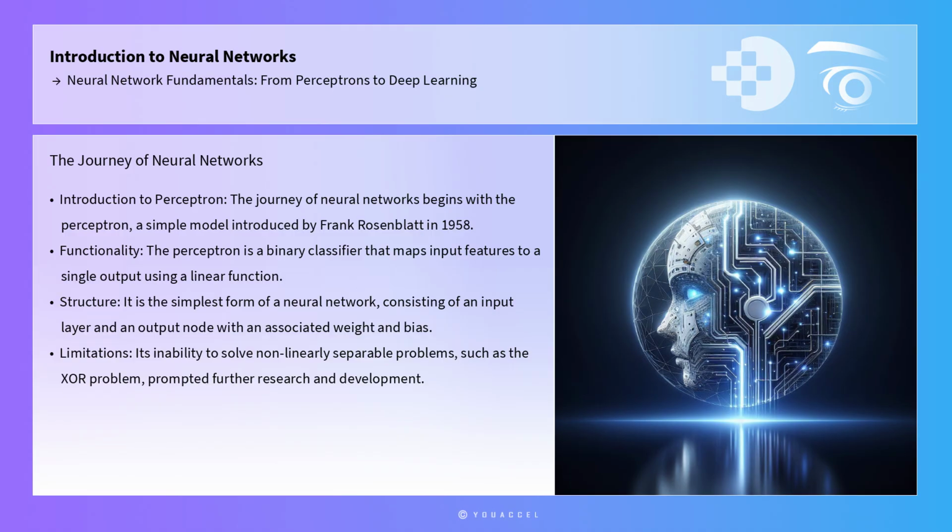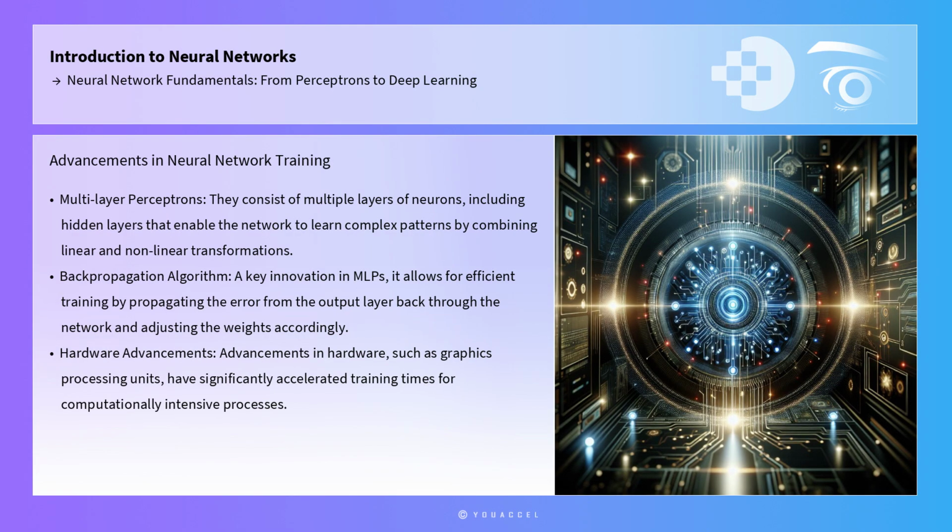While the perceptron laid the groundwork, its limitations, particularly its inability to solve nonlinearly separable problems, such as the XOR problem, prompted further research and development. This limitation was addressed by the introduction of multi-layer perceptrons, which form the basis of modern neural networks.